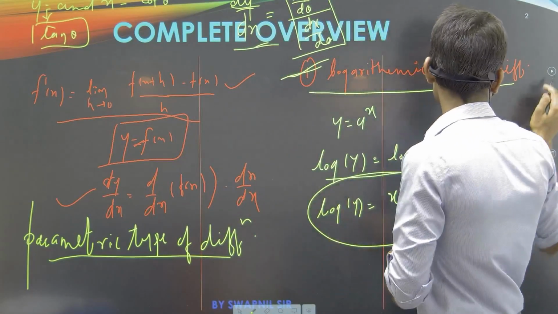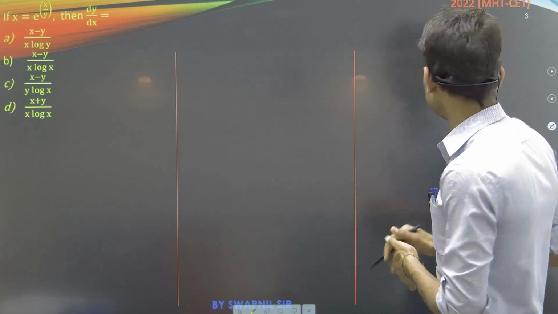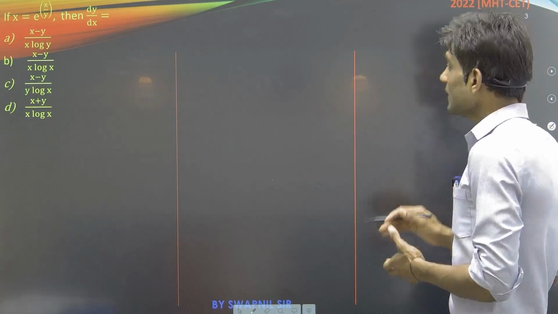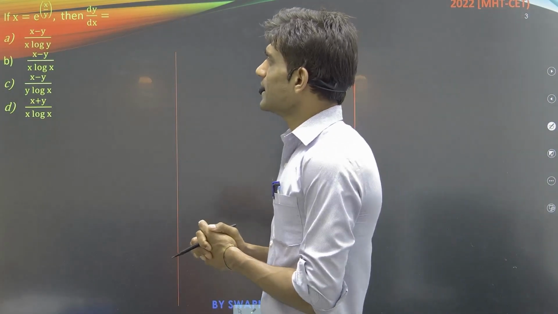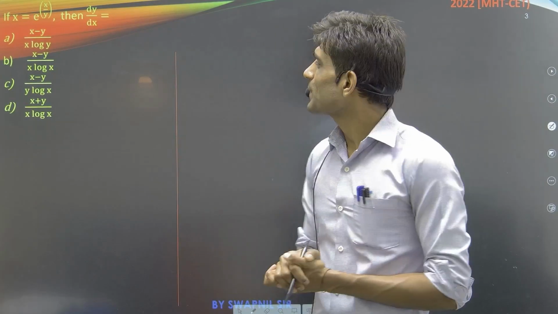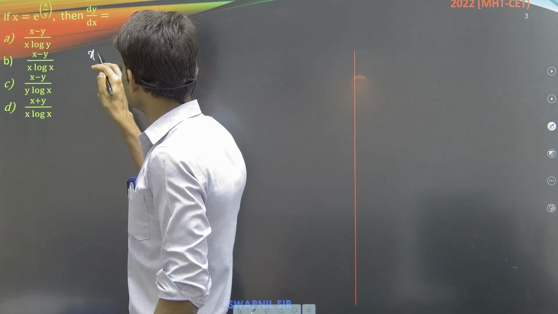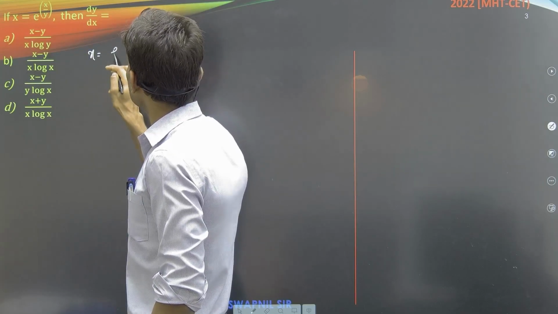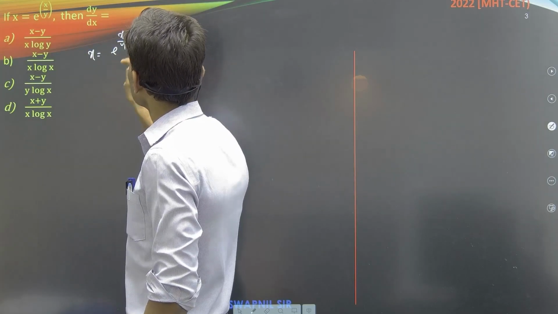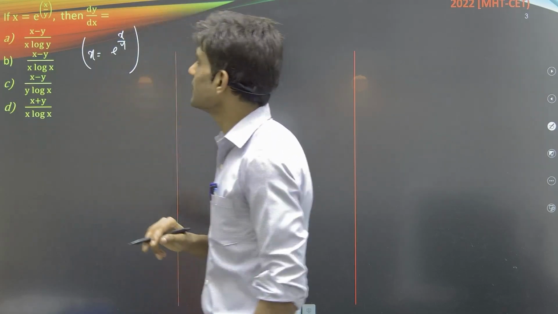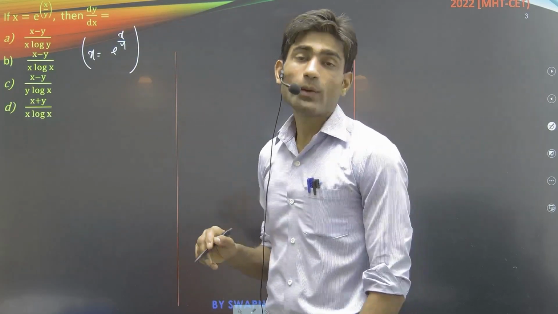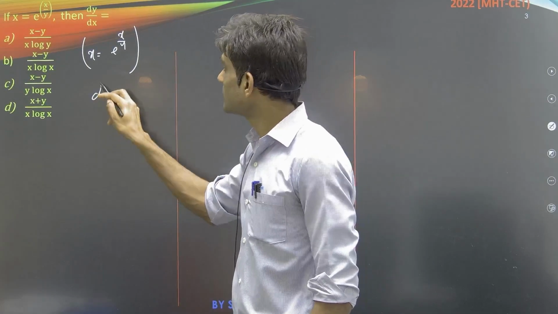Now here in my first example, I consider the function x which is equal to e to the power x divided by y. This is our given function, and we want the value of dy by dx.